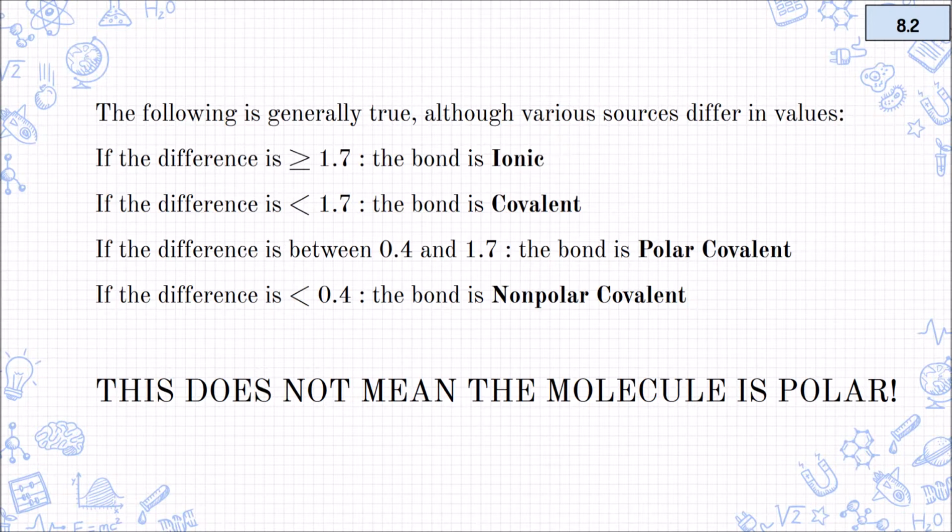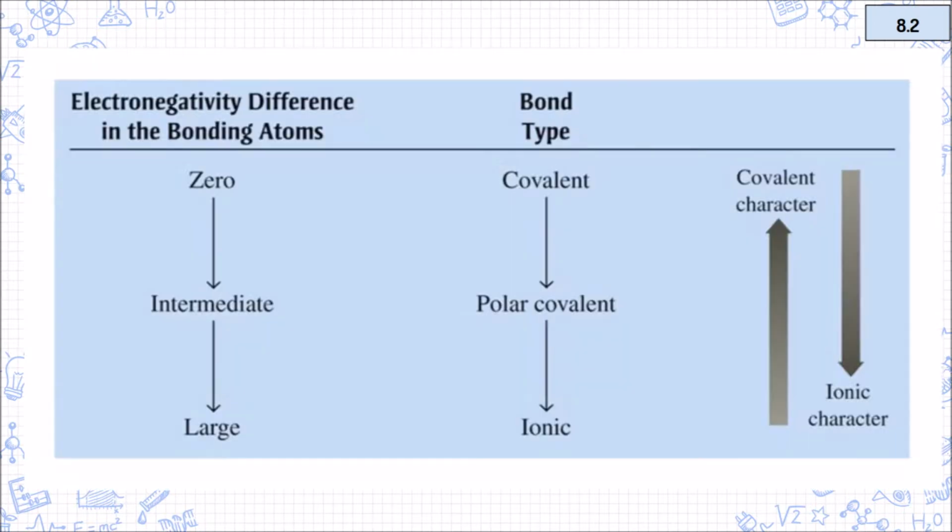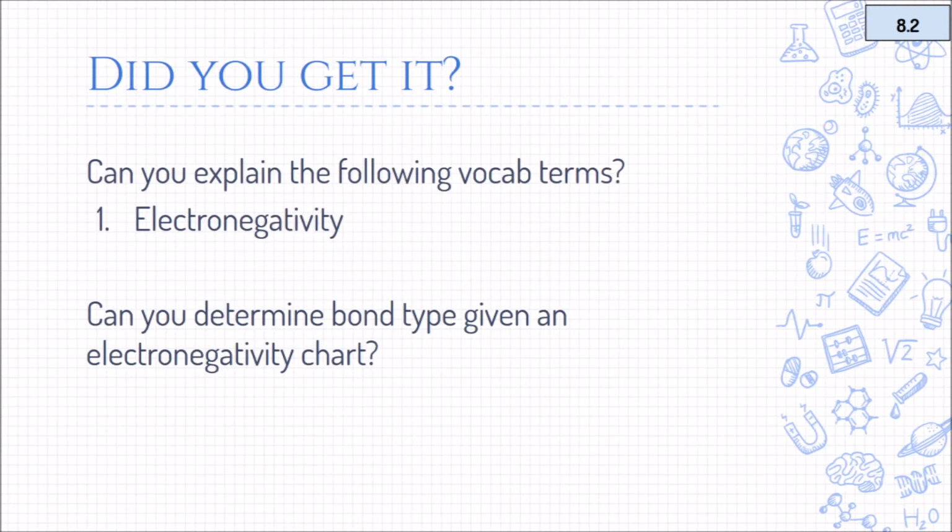Note that just because the bond is polar doesn't indicate that the molecule is polar. Bond polarity is not the sole factor in determining molecule polarity. On a more general note, we can say that as the electronegativity difference increases, the bond type goes from covalent towards less covalent. More importantly, we must remember that almost every bond is both covalent and ionic in character. A more covalent bond is less ionic in character, while a more ionic bond is less covalent in character. That's all for section 8.2.